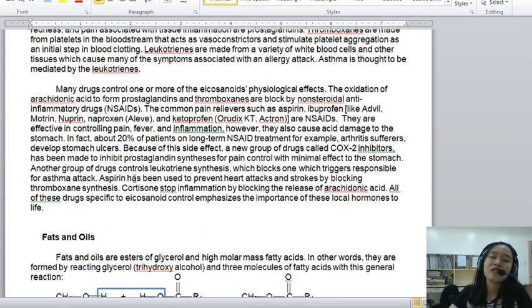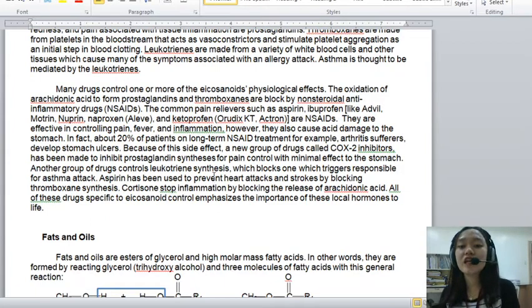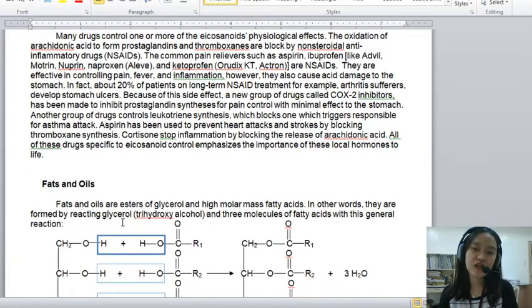So, yung releasing ng hormones sa katawan produces different types of reaction. So, yan yung importance ng hormones. Kahit fake hormones ba yan or true hormones.